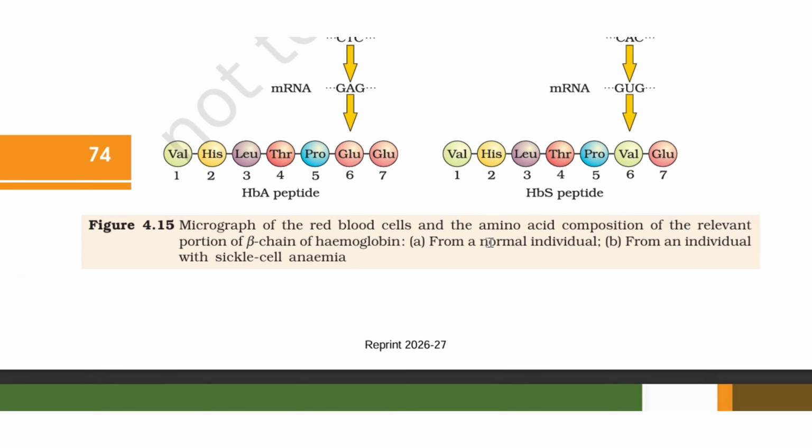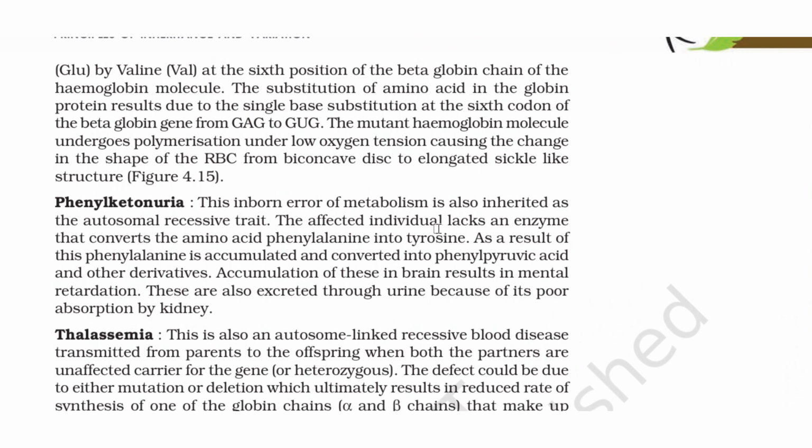The defect is caused by the substitution of glutamic acid, GLU, by valine, VAL, at the 6th position of the beta-globin chain of the hemoglobin molecule. The substitution of amino acid in the globin protein results due to the single base substitution at the 6th codon of the beta-globin gene from GAG to GUG. The mutant hemoglobin molecule undergoes polymerization under low oxygen tension, causing the change in the shape of the RBC from biconcave disc to elongated sickle-like structure, figure 4.15.